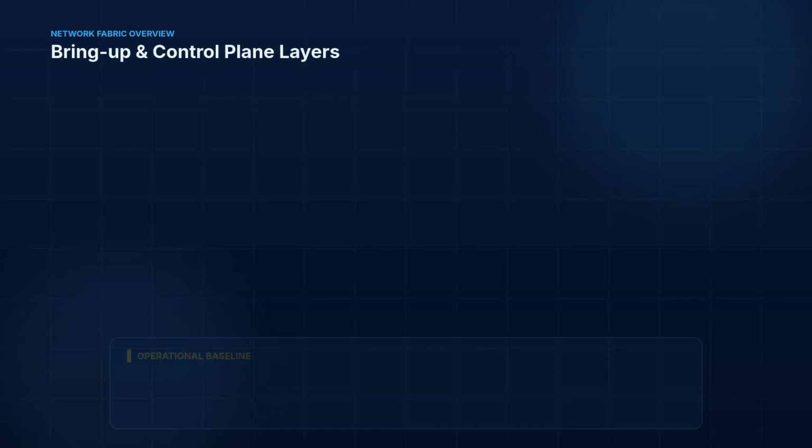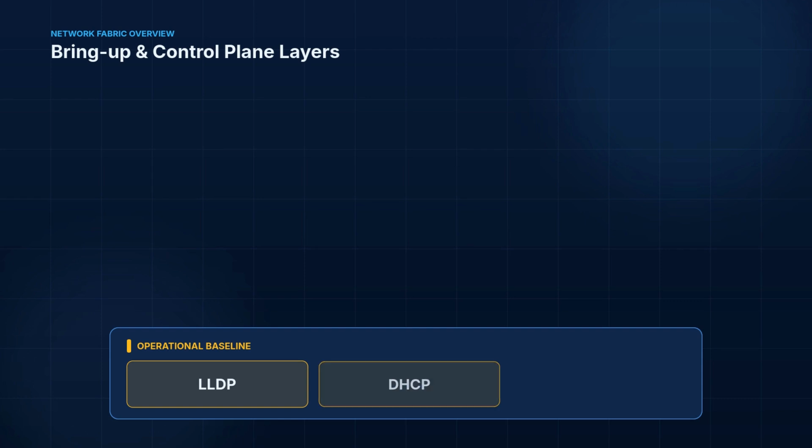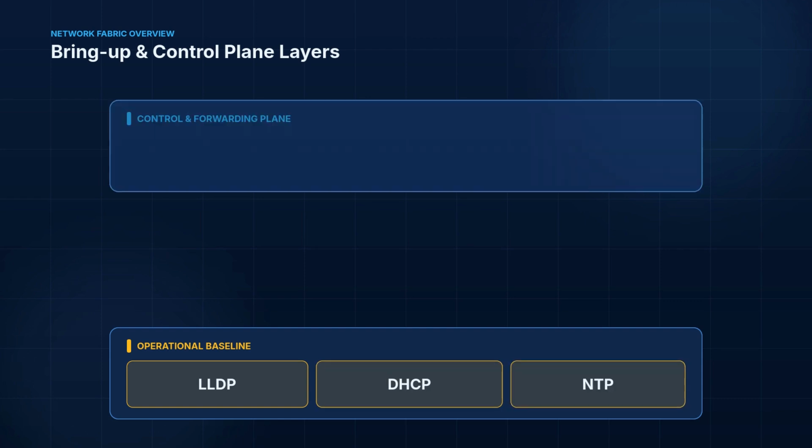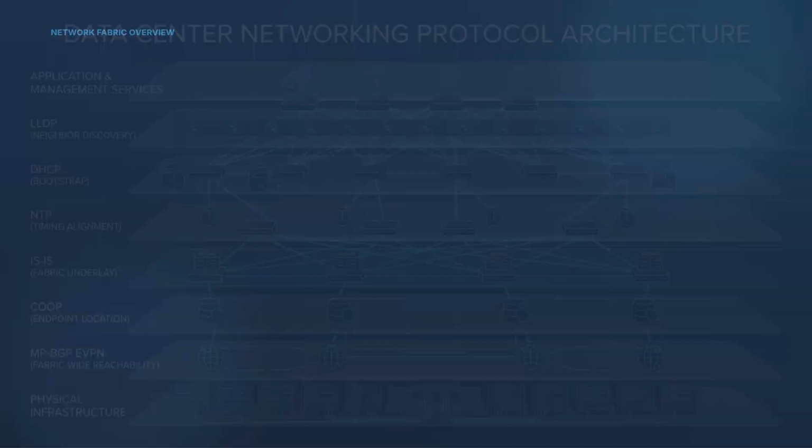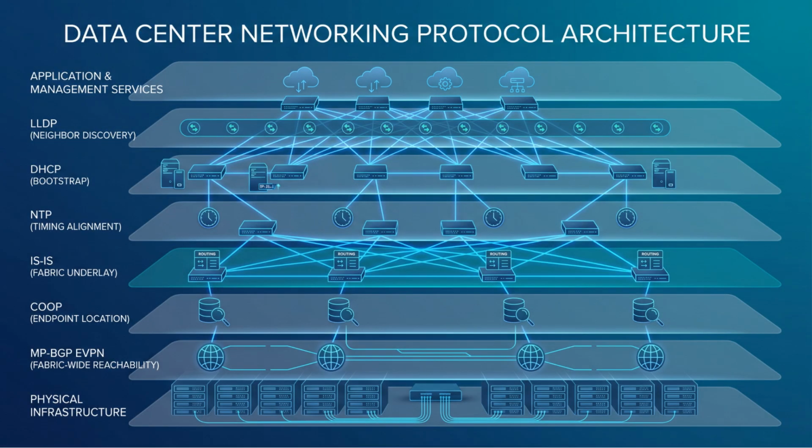That's enough on hardware. Before we get into ISIS, COOP and MP-BGP EVPN, it helps to place LLDP, DHCP and NTP in the picture as bring up and operational services. Then we can move into the main forwarding and control roles. At a high level, LLDP, DHCP and NTP handle discovery, bootstrap and operational timing. ISIS provides built-in underlay reachability, COOP tracks local endpoint ownership and location, and MP-BGP EVPN is used when reachability extends beyond the local fabric.